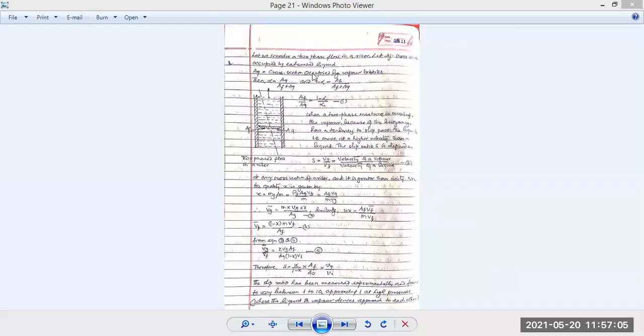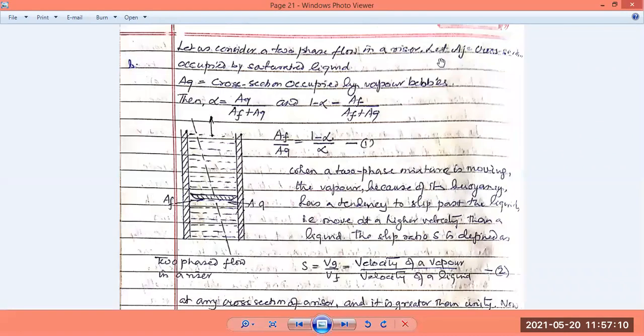Let us consider a two-phase flow in a riser itself. Two-phase flow means the riser contains saturated liquid water and vapor mixed with it. Let AF be the cross-section area offered by the saturated liquid.